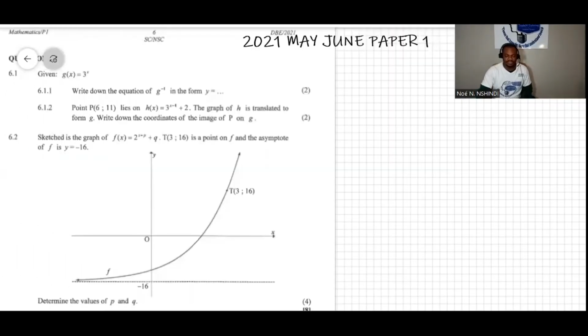Well, we have another question here, question 6.1. The question says that given g of x equal to 3 to the power of x. And then 6.1.1, the question here says to write down the equation of g inverse in the form y equals to.